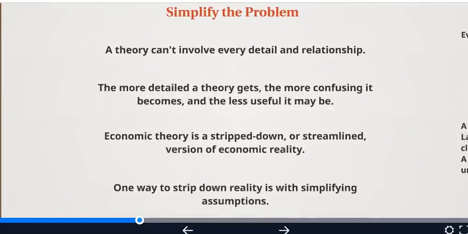So first, to do that, you need to simplify the problem. You can't have things very complicated to make theories about things. So you have to simplify what you're talking about. A theory cannot involve every detail or every relationship, every nitpicky little thing. A theory can't involve it all. You have to simplify it. The more detailed a theory gets, the more confusing it becomes, and the less useful it's going to be.